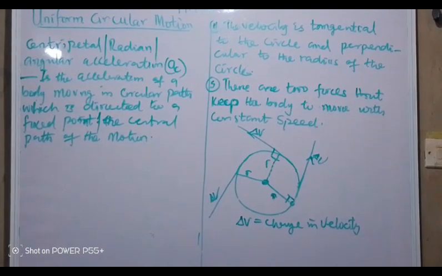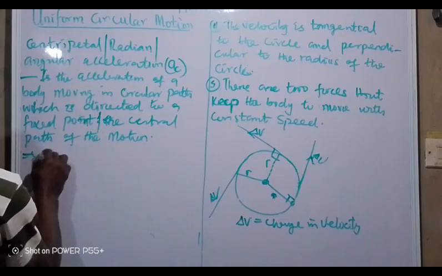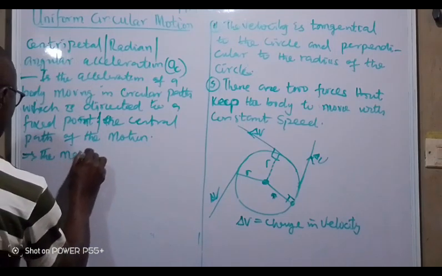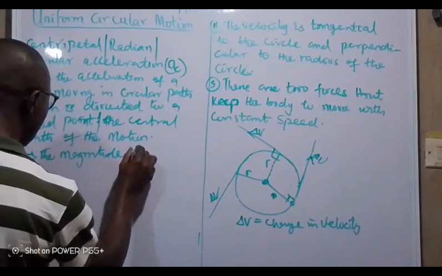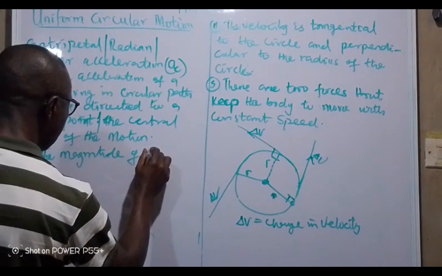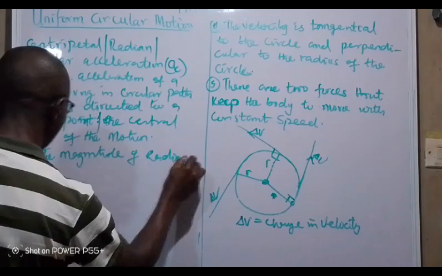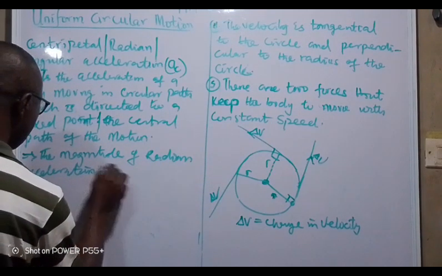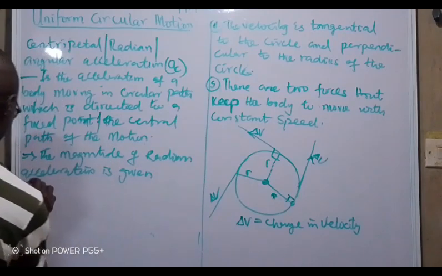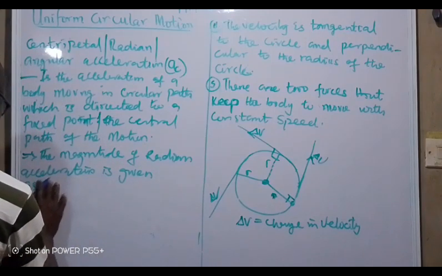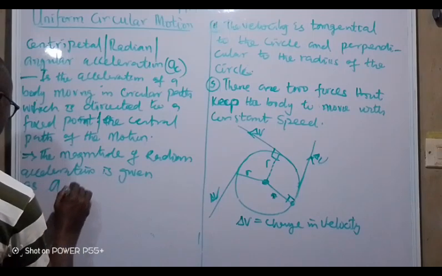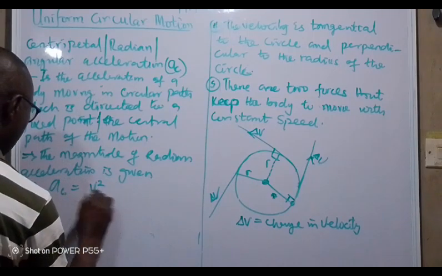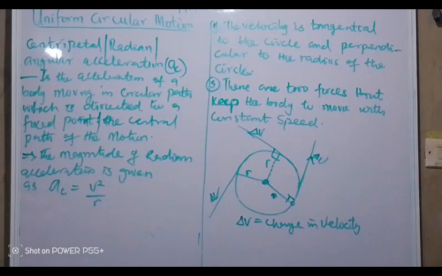That is centripetal acceleration. And the magnitude of radial acceleration is given as AC is equal to V squared over R.